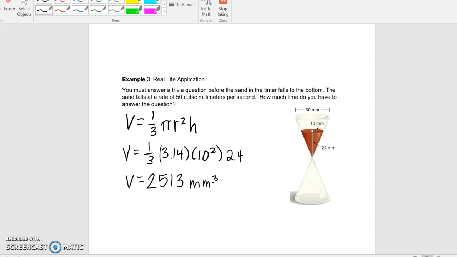Now, that doesn't answer the question because it's asking how much time do you have. So we need to take this unit rate from the problem, 50 cubic millimeters in 1 second. So we're going to take what we find in our answer and put that over 1.